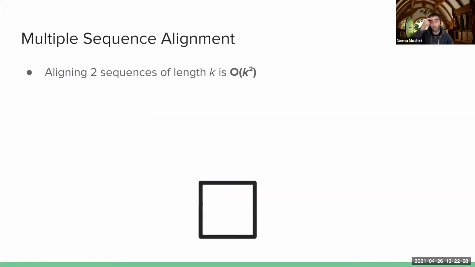So remember, aligning two sequences where each sequence was length k was quadratic. It scaled quadratically with the length of k. So the number of operations I have to do, the time it takes, is some function of k squared, right? And for the case of COVID-19, the length of the genome is like 29,000. So we can think k is roughly 29,000.